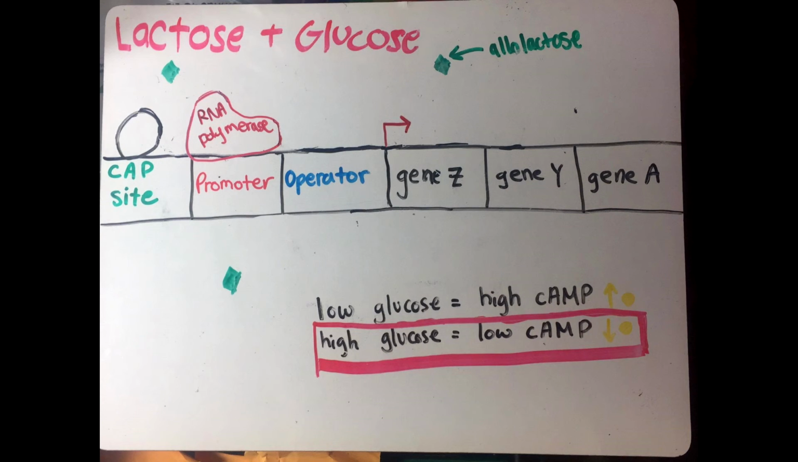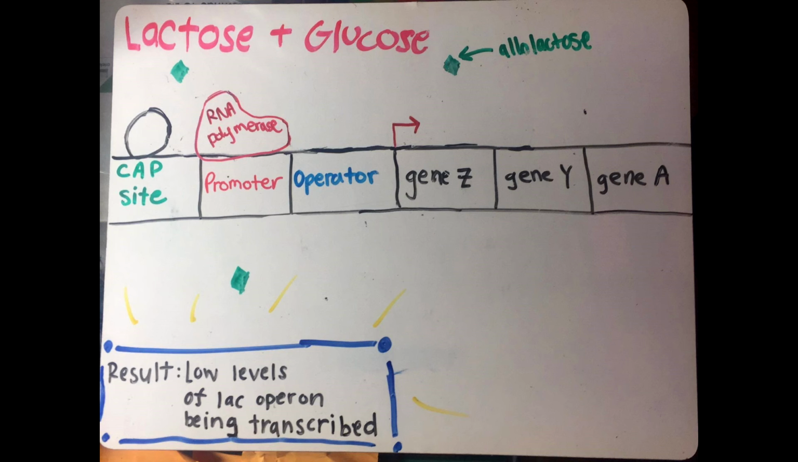Since there's a high amount of glucose in the environment, there will be a low amount of cAMP, which means that the CAP protein will not be activated. So the result in this environment is that the Lac Operon will be transcribed, but there will be very, very low levels of it, since the preferred source of energy for the body is glucose.